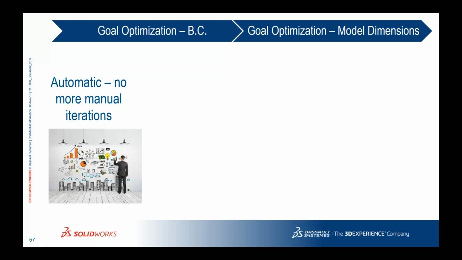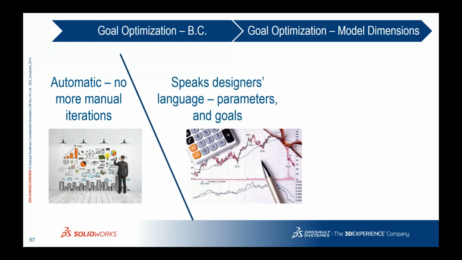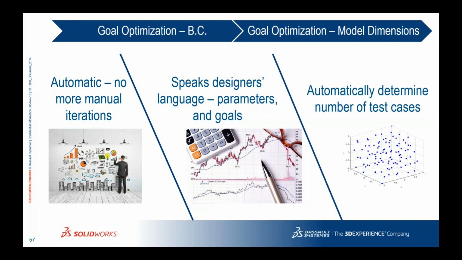So benefits: automatic iteration, automatic run, no manual iteration. Of course, we are speaking the designer language. Why am I saying that? Because we are defining what we need as engineers, as designers, and what is the need of the product, okay, the goal of the product. Also, we automatically determine the best in a very large number of cases, okay?